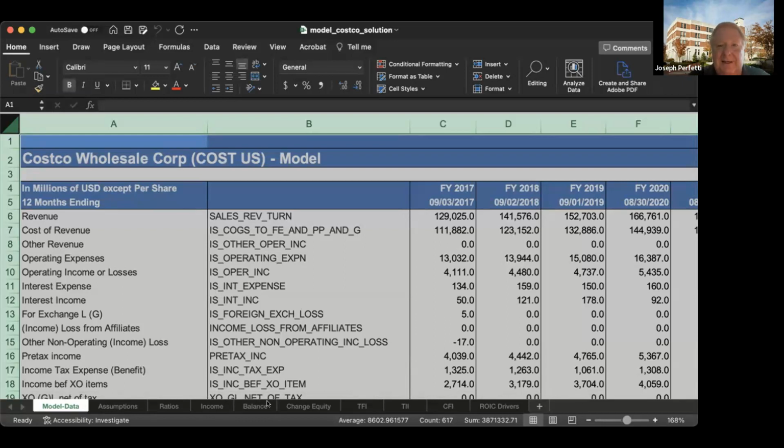Hopefully that clarified things, not confused things. Questions about conceptually that piece?